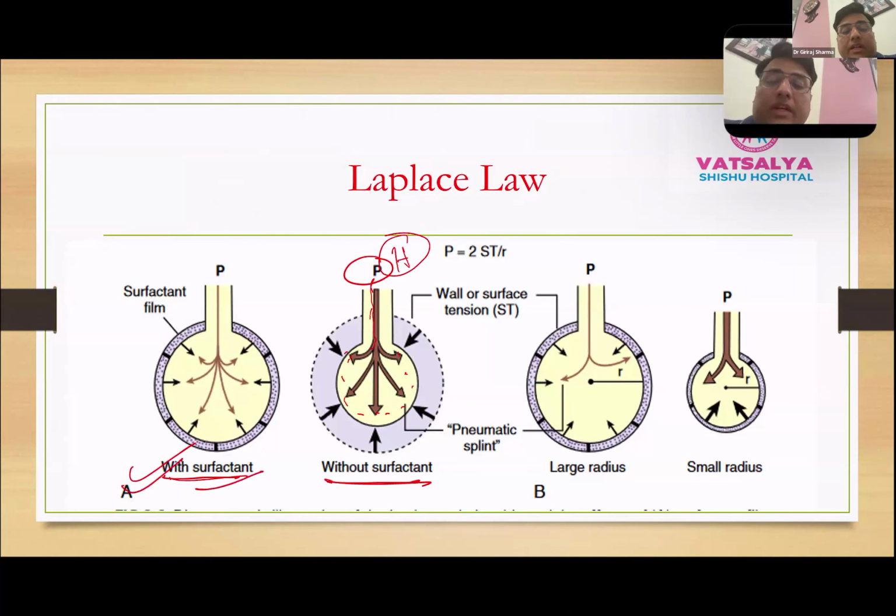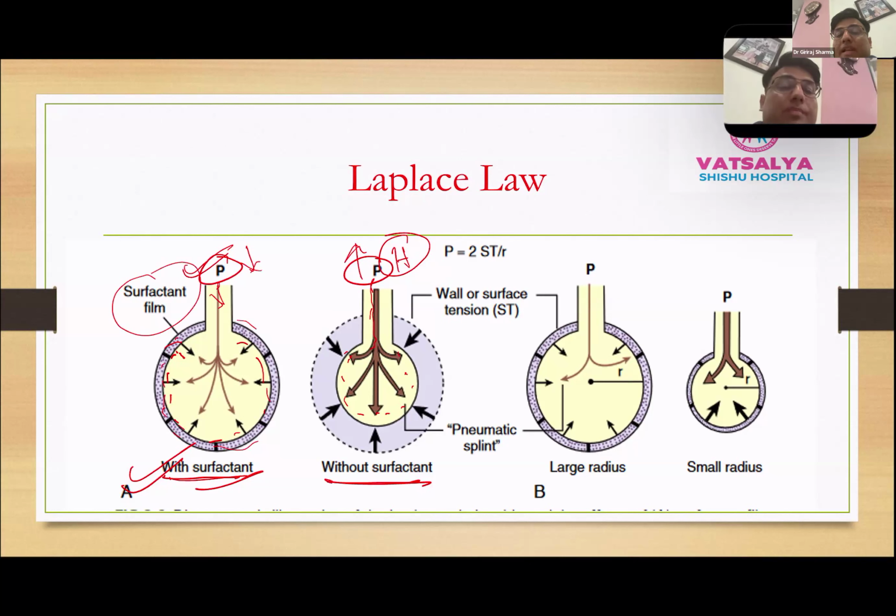But after surfactant administration, this surface tension will be reduced, the tendency of alveoli to collapse will be reduced, and the pressure required to keep alveoli open will be reduced. So here the pressure requirement is less, here the pressure requirement is high. Here the surfactant film will reduce the surface tension and keep alveoli open.